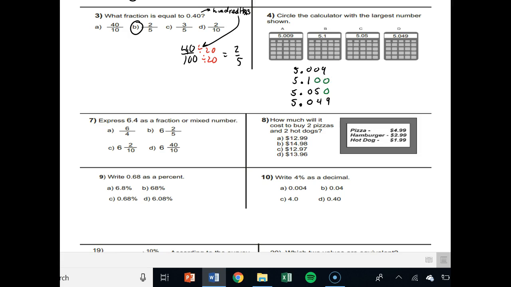All right. Number 7, 6.4 as a fraction or mixed number. You have 6.4. 6 is obviously your whole number. 4 is in the 10th spot, so put it over 10. So 6 and 4/10, which simplifies to 6 and 2/5, right? So B.